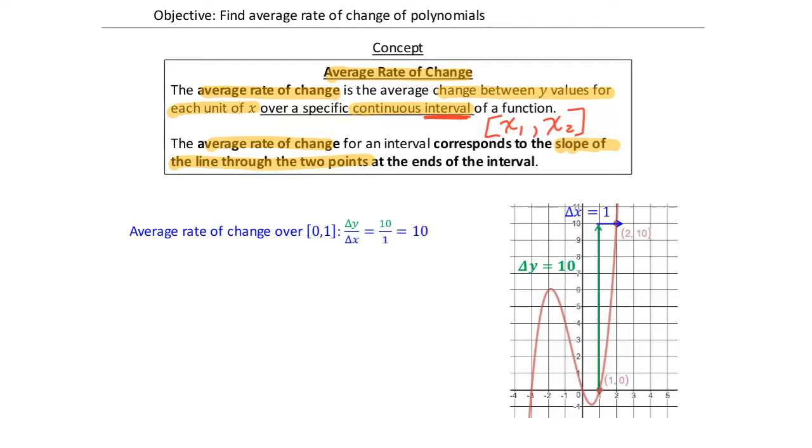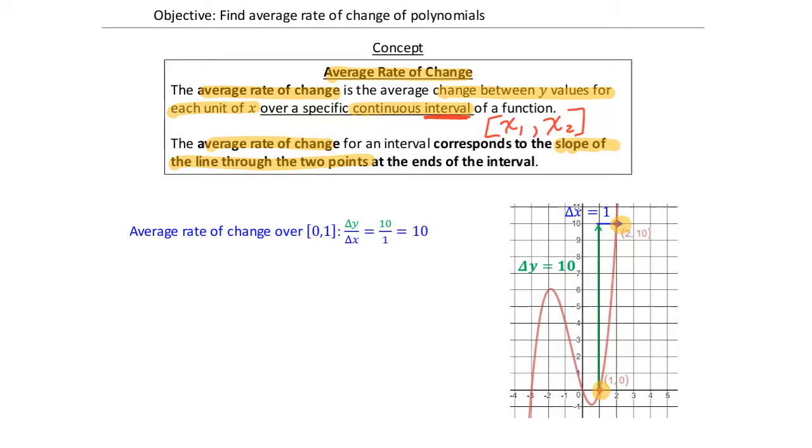And so if I look at the coordinate points here, (1, 0) and (2, 10), it would be like if I draw a line between those two, connect them, what would be the slope of the line? That would be your average rate of change. And then you can see it's the rise over the run. The change in y's is 10, and the change in x's is 1. So it's 10 over 1 gives you 10.